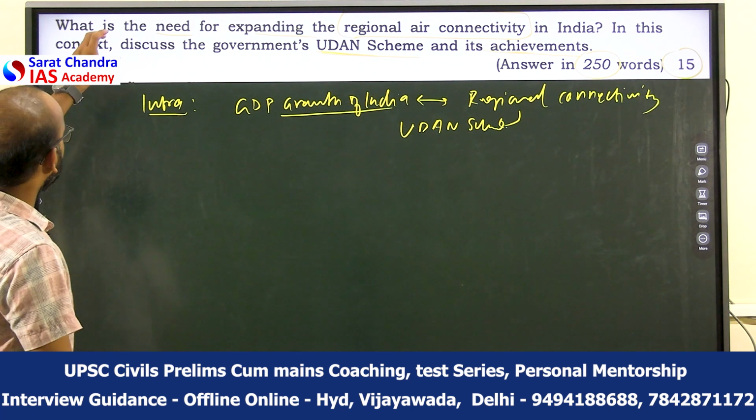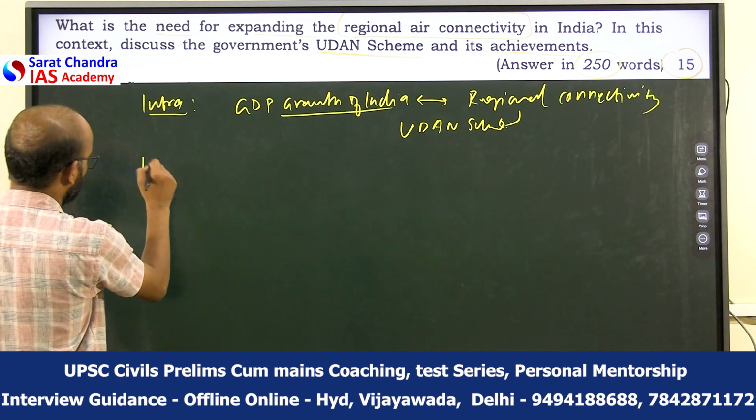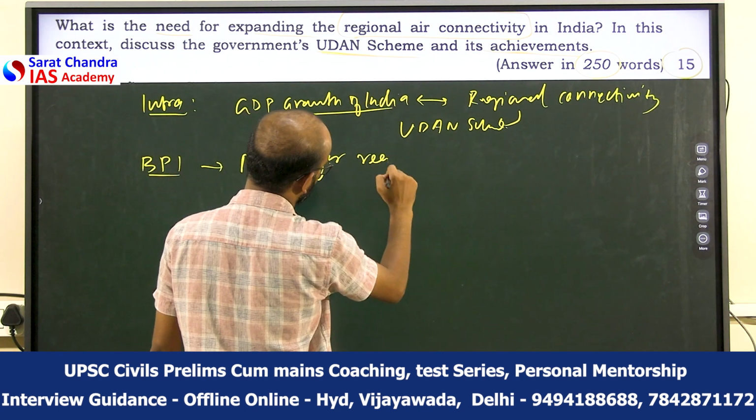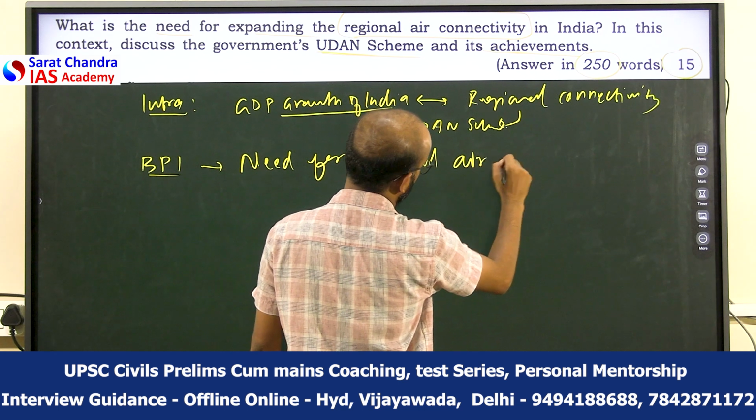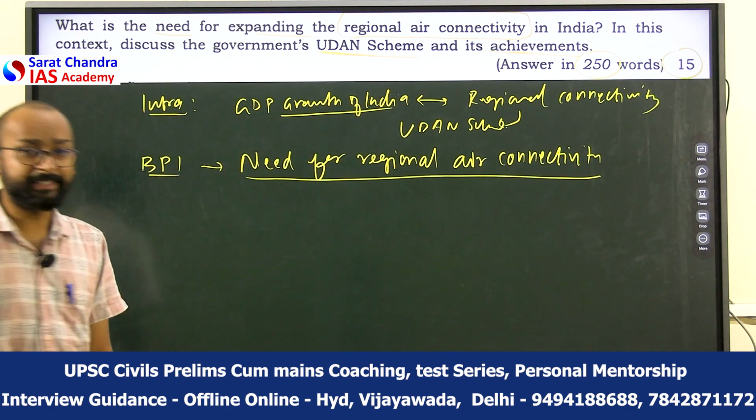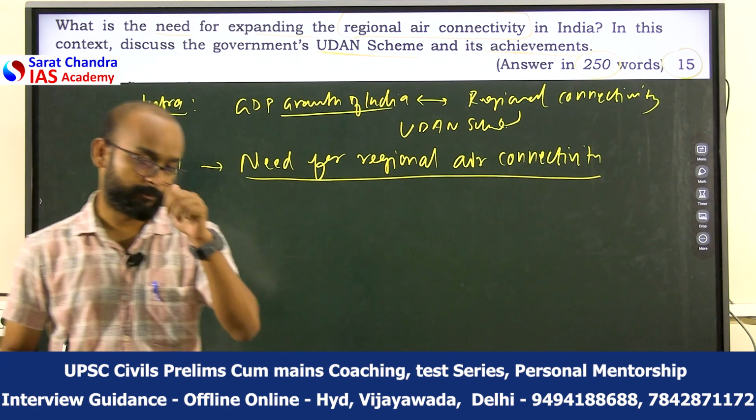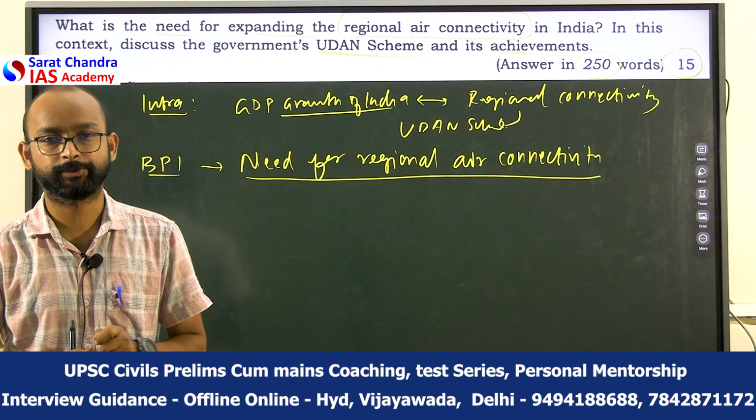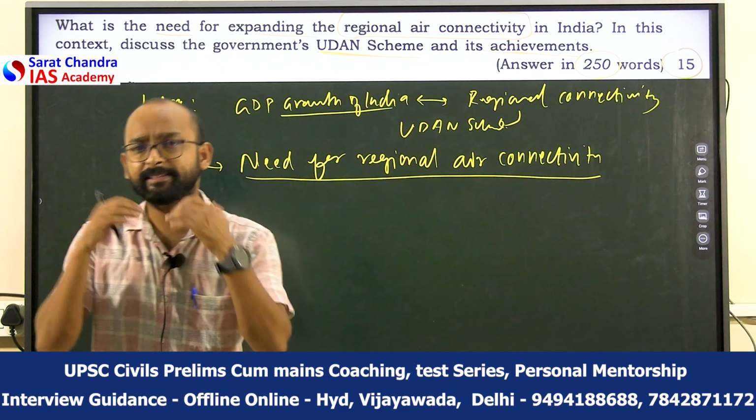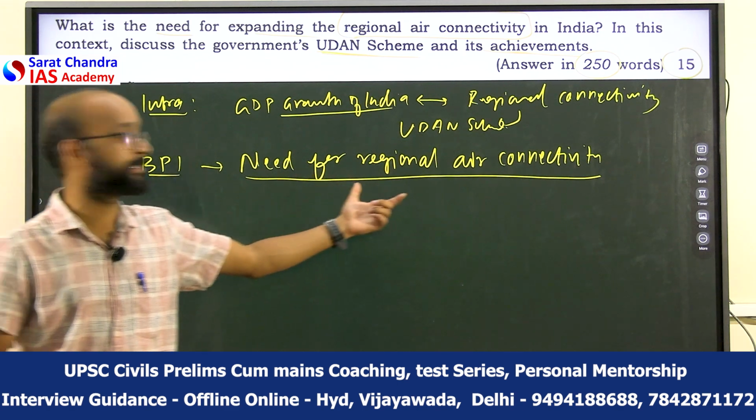Next part is why it is required, what is the need for expanding the regional air connectivity. So body part 1 will be the need for regional air connectivity. See, for the need of regional air connectivity, you can write this answer in two ways. One, you can use the demand and supply approach. First, there is demand, that's why we need air connectivity. And second, there are supply bottlenecks. To address that supply also, we need this kind of air connectivity.